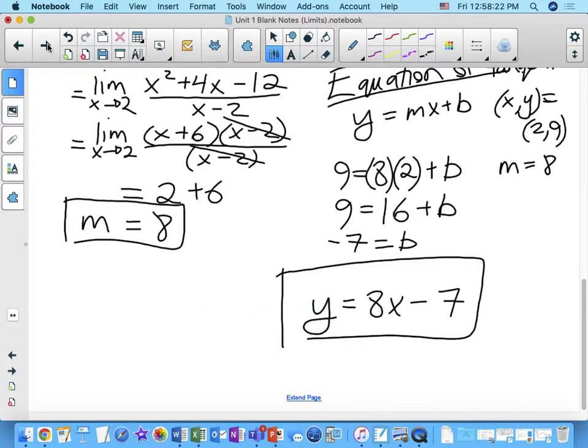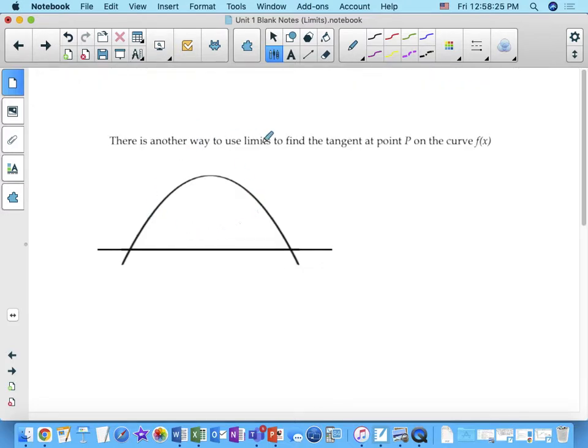Okay, now just to make things interesting, there's another way that we can use limits to define the slope of the tangent line. So we're going to look at that too. And it's pretty similar. Okay, so don't worry. It's not too complicated, but again, let's say we take the same point, PQ, and here's P, and this is also f of A.